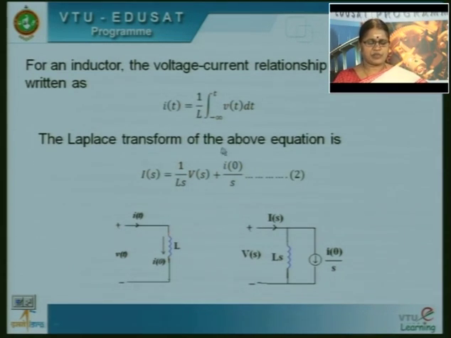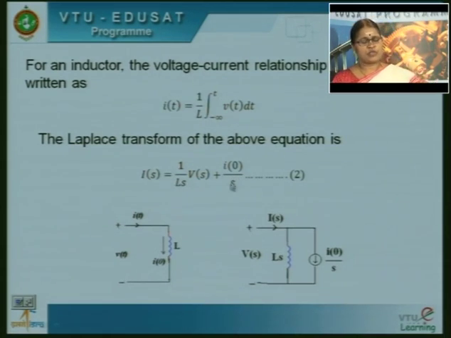I can view this current as V of s, the voltage drop, divided by the impedance Ls, and this term can be viewed as a current source of value I naught by s. Since I naught is a constant value, this current source can be viewed as a constant current source divided by s. The current flowing through the impedance Ls is given by Vs by Ls. So, every term here is a current term.